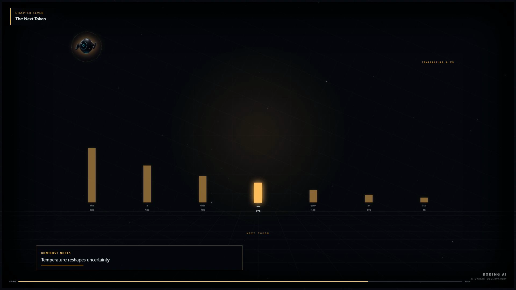Once a token is selected, it is appended to the sequence. The tokenizer can decode its identifier back into bytes and text. The system may not send it to the user immediately. It may buffer small pieces, check stop conditions, apply formatting, or wait until bytes form valid displayable characters.